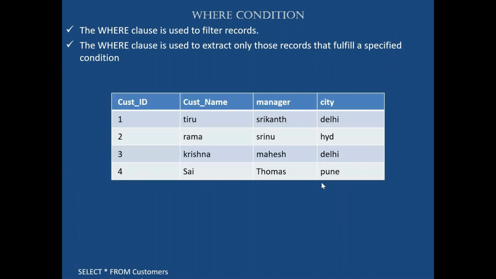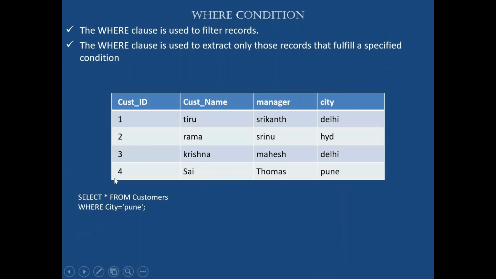Yes. Next, the where condition. The where condition helps to filter the records. It is used to extract only the records which fulfill the condition. Now, if you look, this is the data. Now select star from customer where city equal to Pune. How many records will come in the output? Only one row.